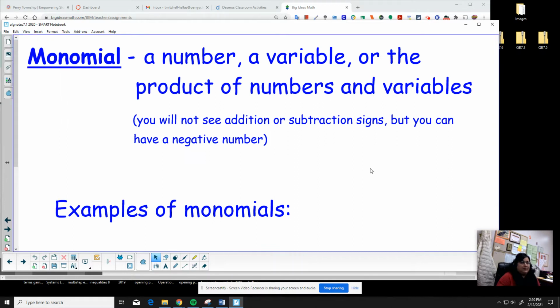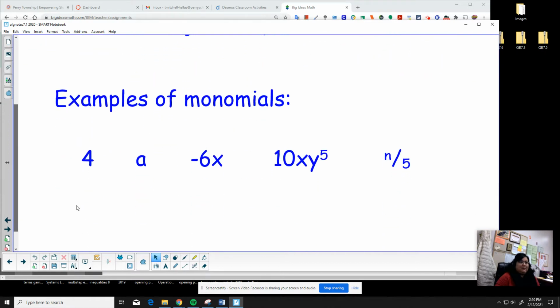All right, you're going to want to press pause and copy this definition. A monomial is a number, a variable, or the product of numbers and variables. You're not going to see an addition or subtraction sign holding things together, but you might see negative numbers. So here are some examples of what monomials look like. There's no other term connected. It's just one term. In fact, mono means one. Okay?